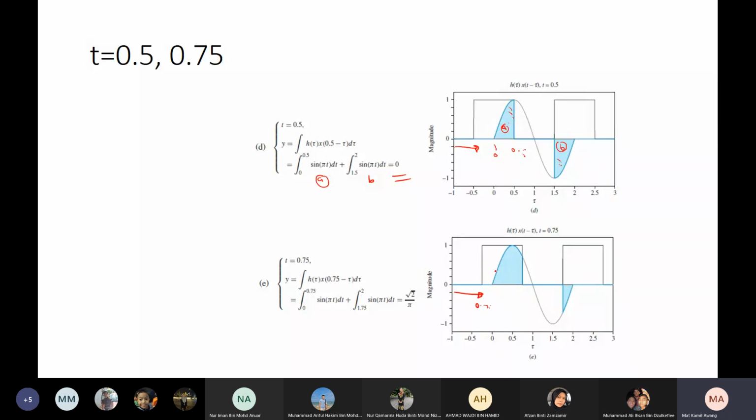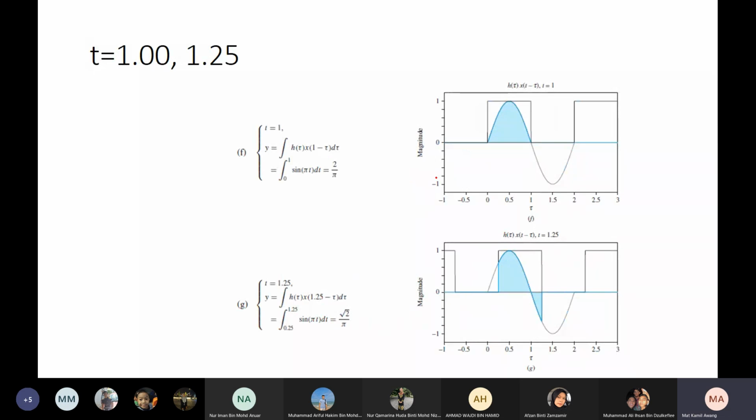And for t equal to 0.75, it's shifted 0.75 second. So this is from 0 to 0.75. Here, this is A area, this is B area. And this one is from 1.75 to 2. Right? So the answer is square root 2 over pi. Of course this is positive because this is bigger than this area. So the resultant area is positive. So you need to do the integration.